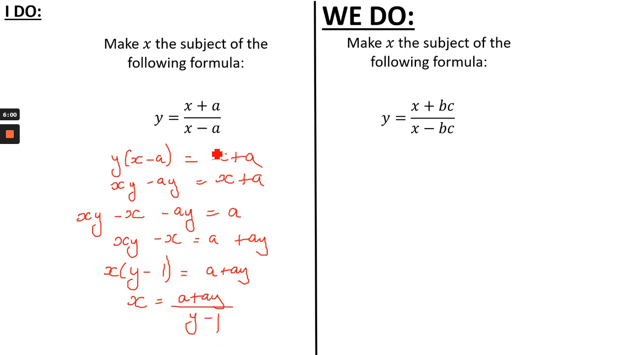So the additional step here, if you've got a fraction, you just want to multiply both sides by the denominator and then expand the bracket. Copy that down, give the question on the right a go, play when you're ready to check.